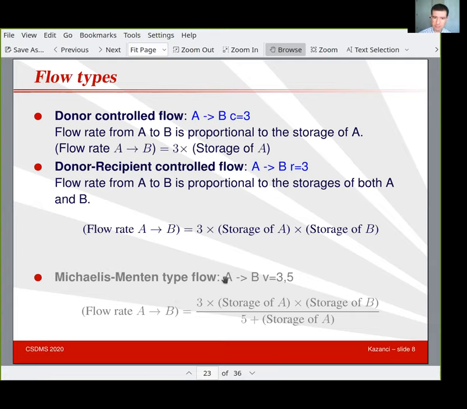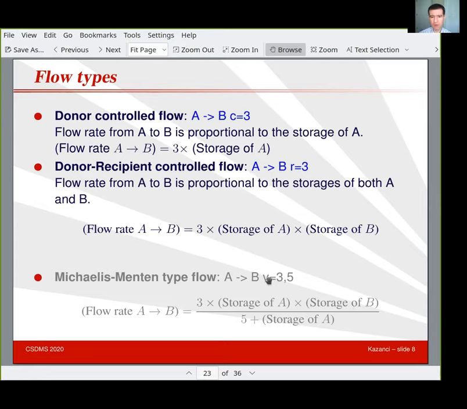This is not Econet's own invention, of course, this is well documented. So what this does is, if you have an abundance of the source material, A, at the limit, if you take the limit of this expression as the storage amount of A goes to infinity, these two are going to be canceled, because this 5 is going to be negligible compared to the storage amount of A. So we can ignore 5. And then the storage of A will be canceled with this one. It will be like 3 times storage of B. So it will be almost like a recipient control. So think about fishing, when the fishing season just started, everywhere is full of fish. So you're basically limited by the amount of fish you can catch.